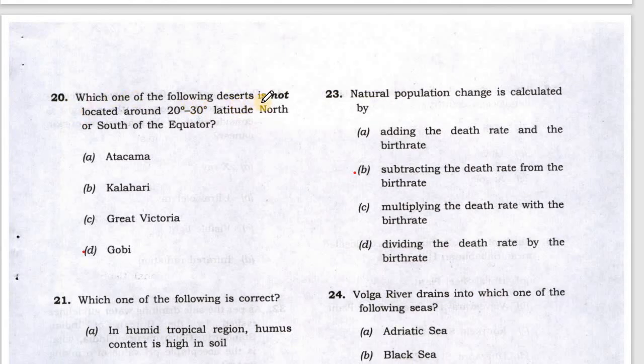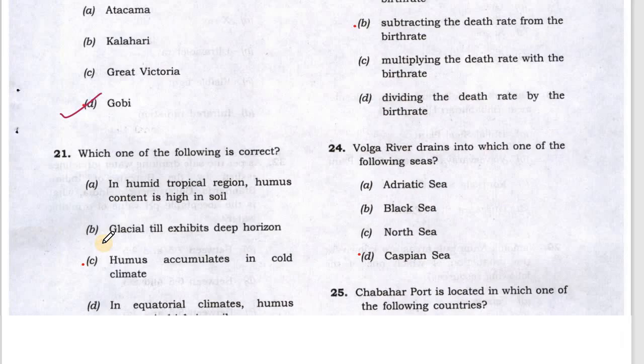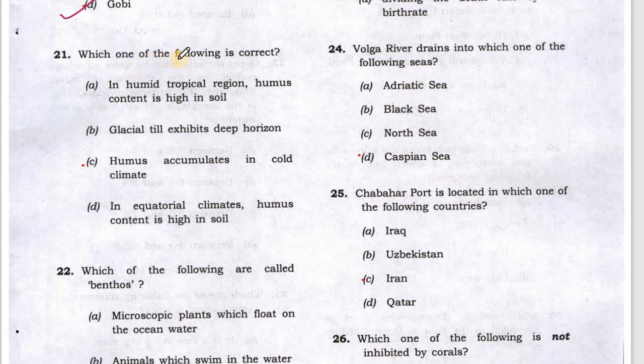Next is which of the following deserts is not located in 20-30 degree north? So this is the Gobi Desert. Next question is which of the following is correct? So C will be the correct one. The humus accumulates in cold climate. So humus accumulates in the cold climate.